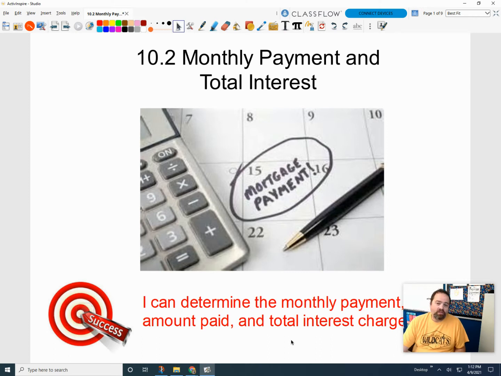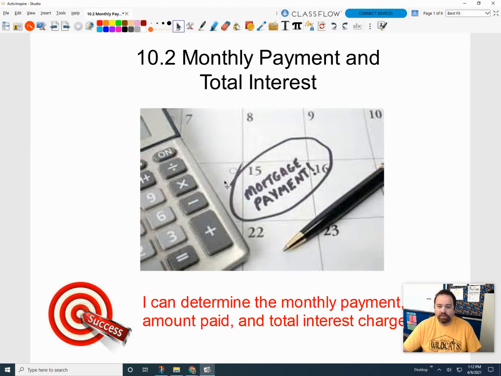So you found a house, you figured out how much you can put down as a down payment, and then you decide to actually commit and sign the paperwork and you're buying a house. So what you've got to do is figure out what your monthly payments are actually going to be. We did this similar process a few units ago.